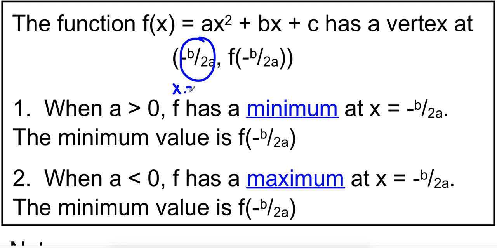The x-coordinate of your vertex is negative b over 2a. And you used that last year when you were in Algebra 2. And then to find the y-coordinate, you just have to plug the x-coordinate into the function.